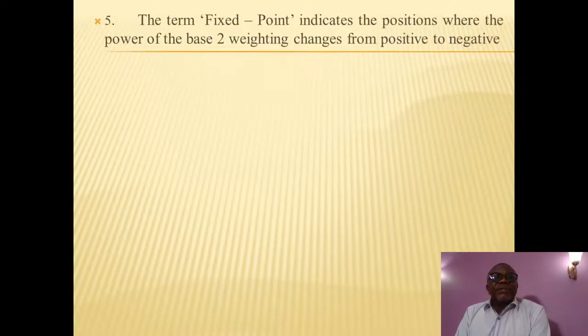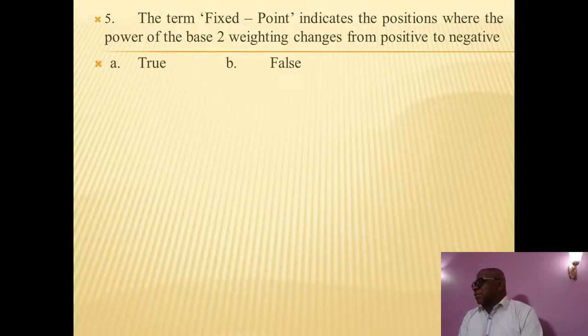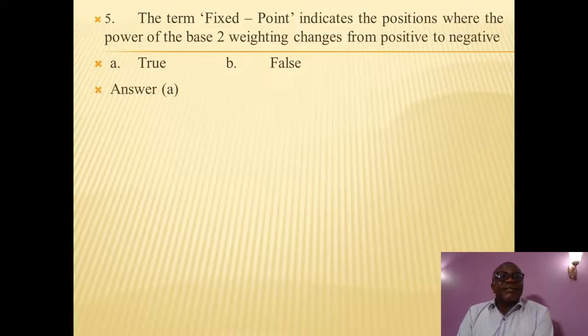Also, we said the term fixed point indicates the position where the power of the base 2 weighting changes from positive to negative. Is it true or false? I agree that it is true, because after 2 raised to power 0, if you are going to the right, you now cross the fixed point, and what you have now is 2 raised to power minus 1.